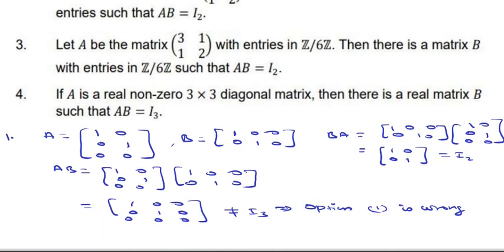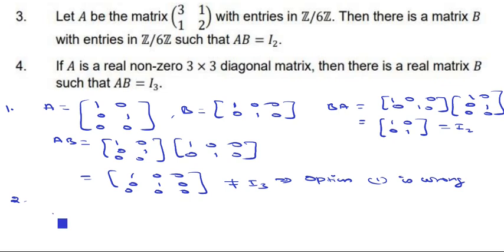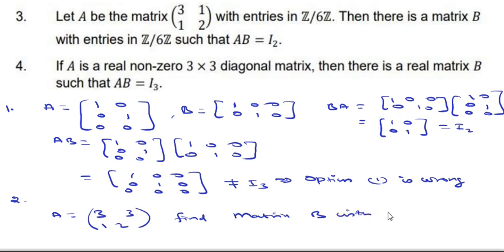Now we will check the correctness of option 2. In option 2, matrix A is [3 3; 1 2]. Here we need to find a matrix B with integer entries such that AB equals I2.